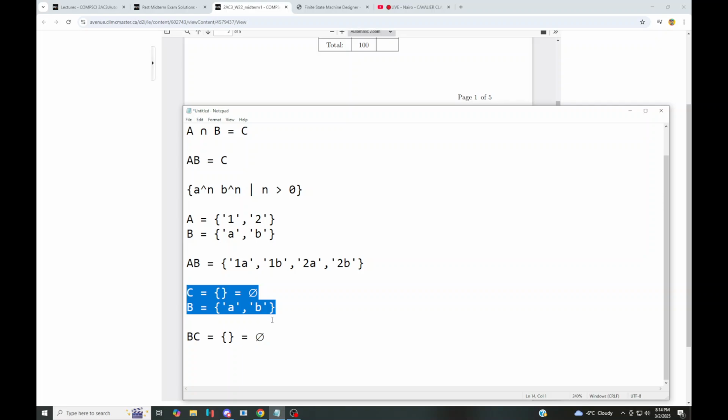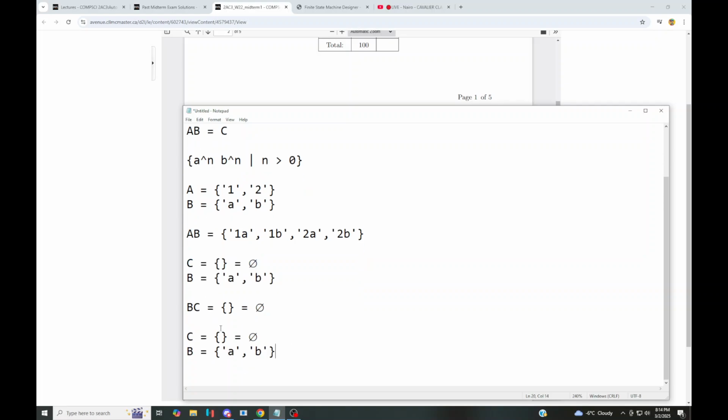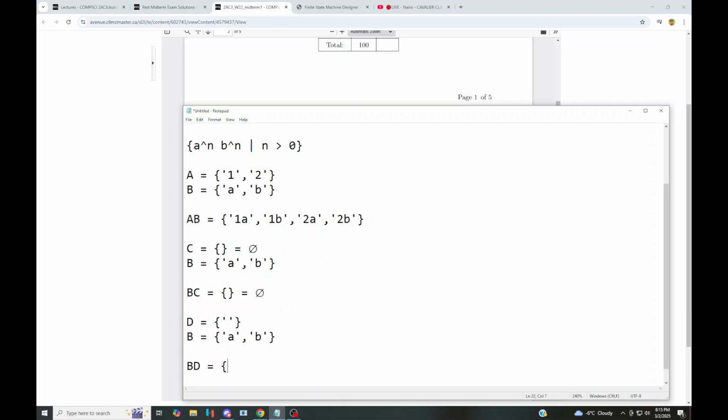Meanwhile, if we had a similar example where D is just a set containing a single element, the empty string, then when we concatenate B and D, you get A concatenated with every element. So you join A and the empty string and just get A. Then you join B with the empty string and just get B. So this is why concatenating with epsilon is like the identity element. You just get the original set if this contains epsilon. But if this is the null set, you get nothing, because there's nothing to concatenate with.